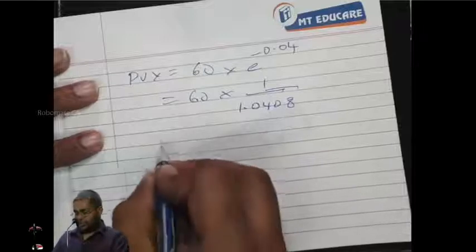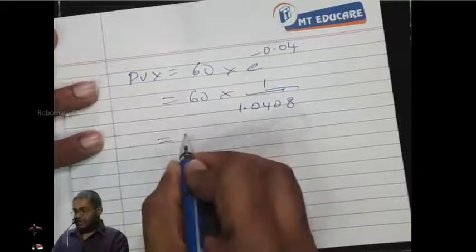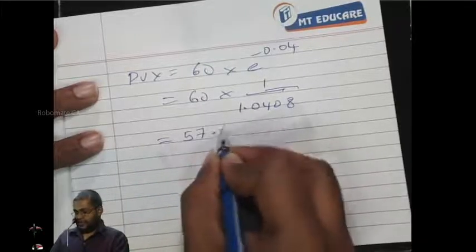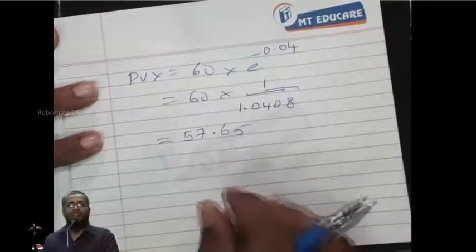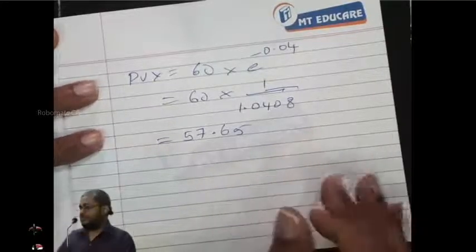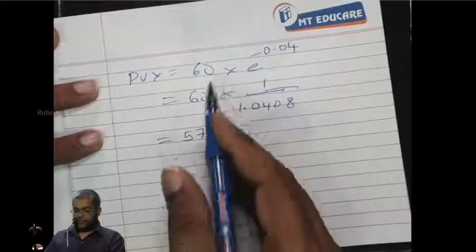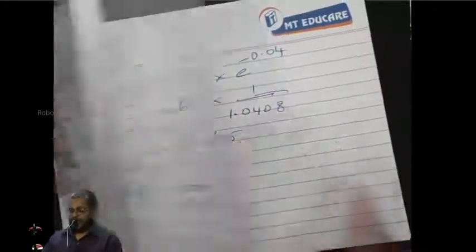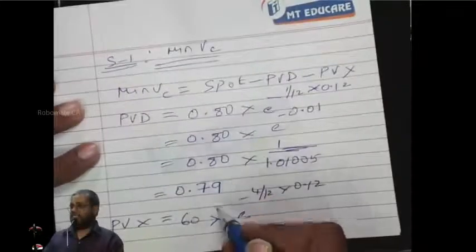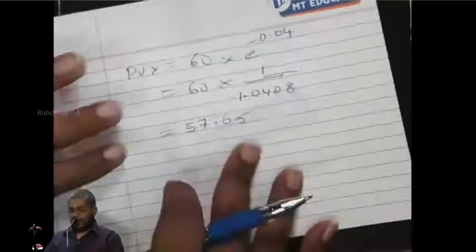But you only tell me the numbers also. What is the number here? 57.65. The present value of strike price is 57.65. 60 rupees after 4 months is 57.65 today. 80 paise after 1 month is 79 paise today. Now, can I continue or not?